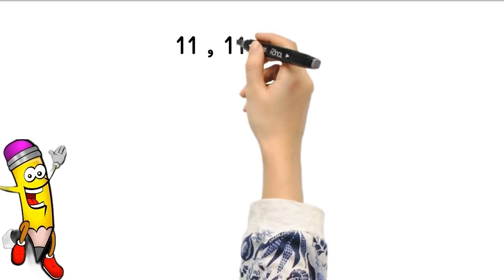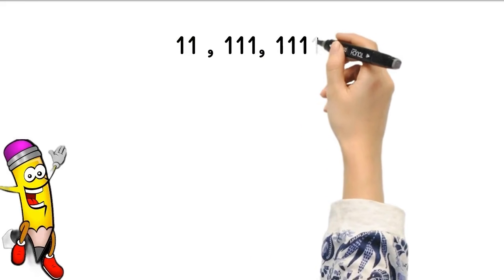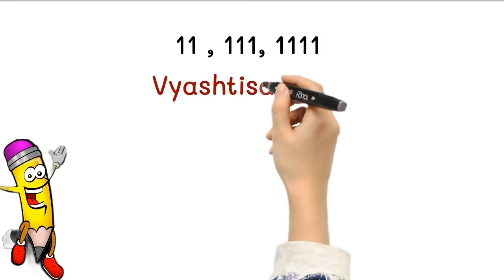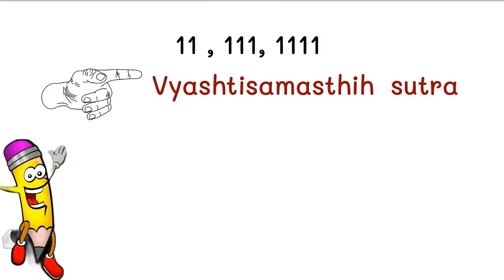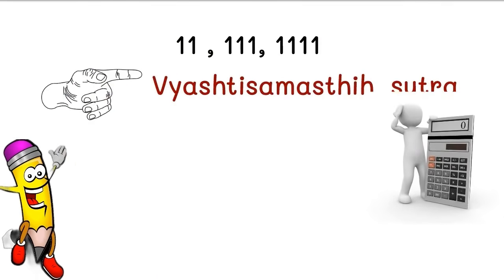And that's how you multiply numbers by 11, 111, and even 1111 in just a few steps using the Vyashtisamasthih Sutra. This trick will help you solve big multiplications faster than ever before.